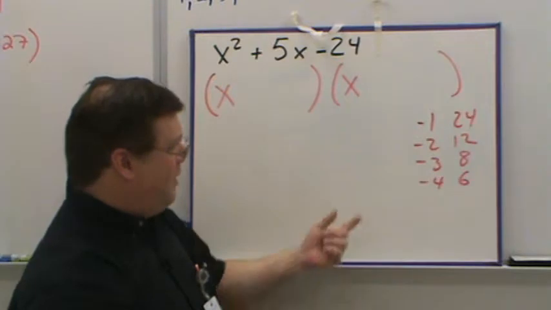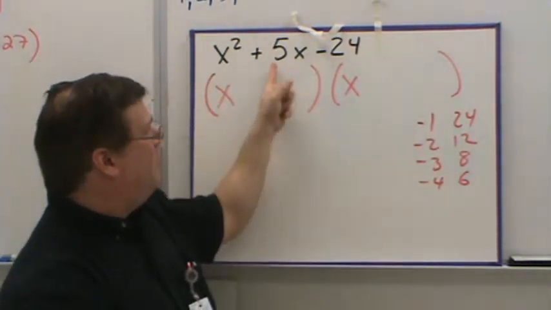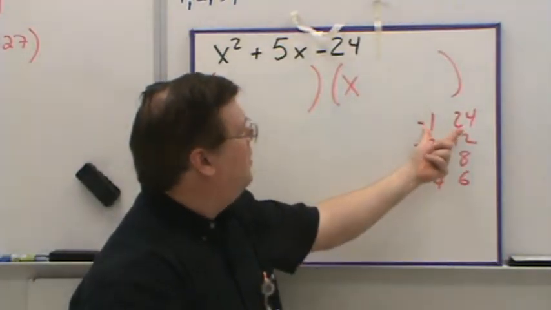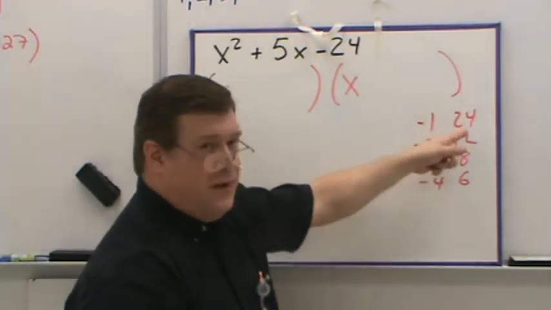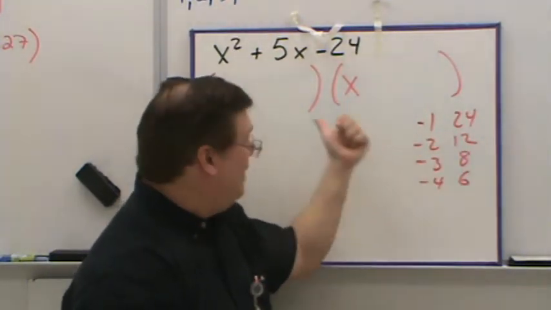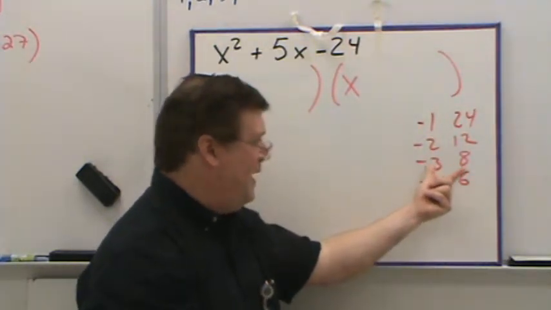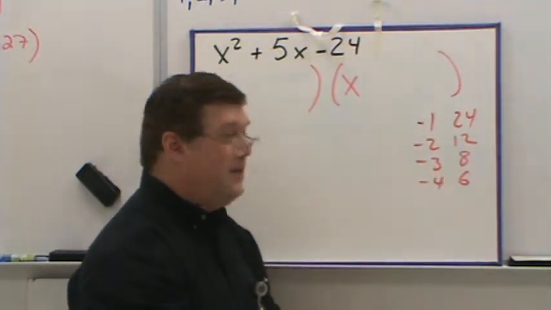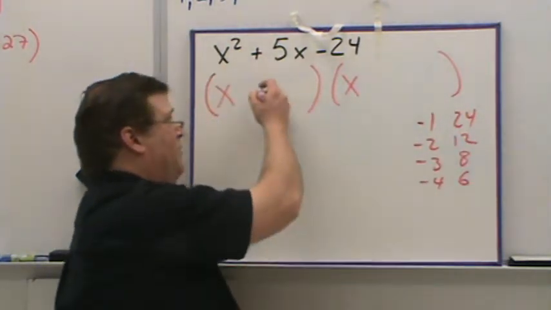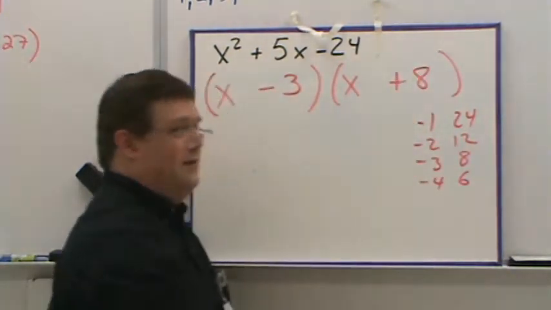Now I have to look to find two numbers, two of these factors, that when added together are going to give me 5. Well, negative 1 and 24, even if I made the 24 negative and the 1 positive, when I add them, they're not going to be anywhere near 5. But the 3 and the 8, if I add a negative 3 and a positive 8, I do get a positive 5. So I'm going to have an x minus 3 and an x plus 8.